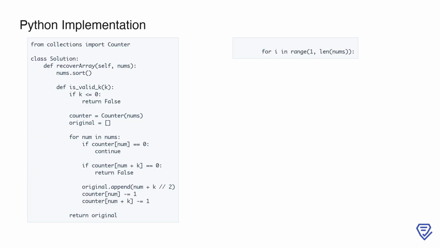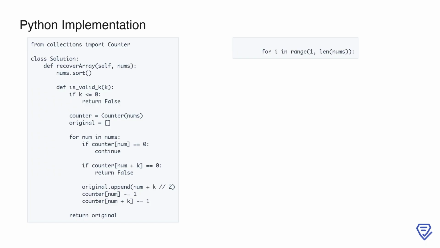elements systematically. Next, we define an inner function, is_valid_k, which will determine if a given value of k can be used to reconstruct the original array. The function starts by checking if k is less than or equal to 0, in which case it immediately returns false since k must be positive.